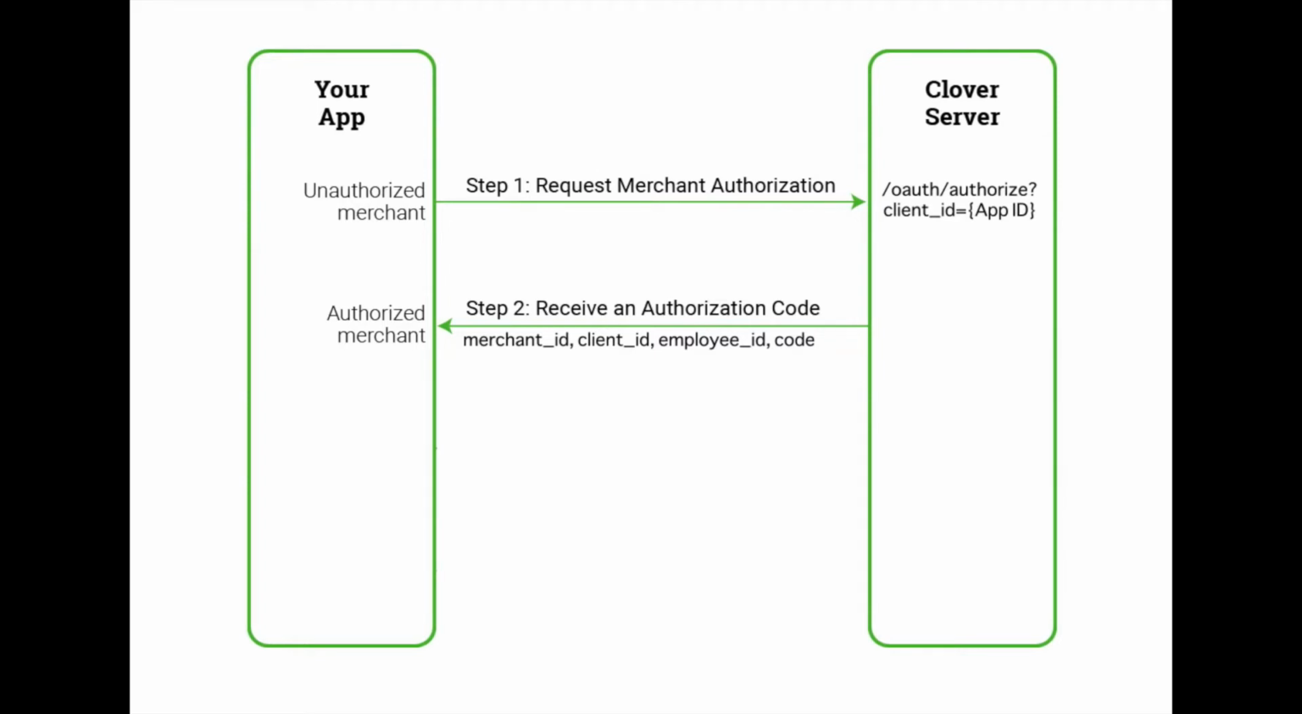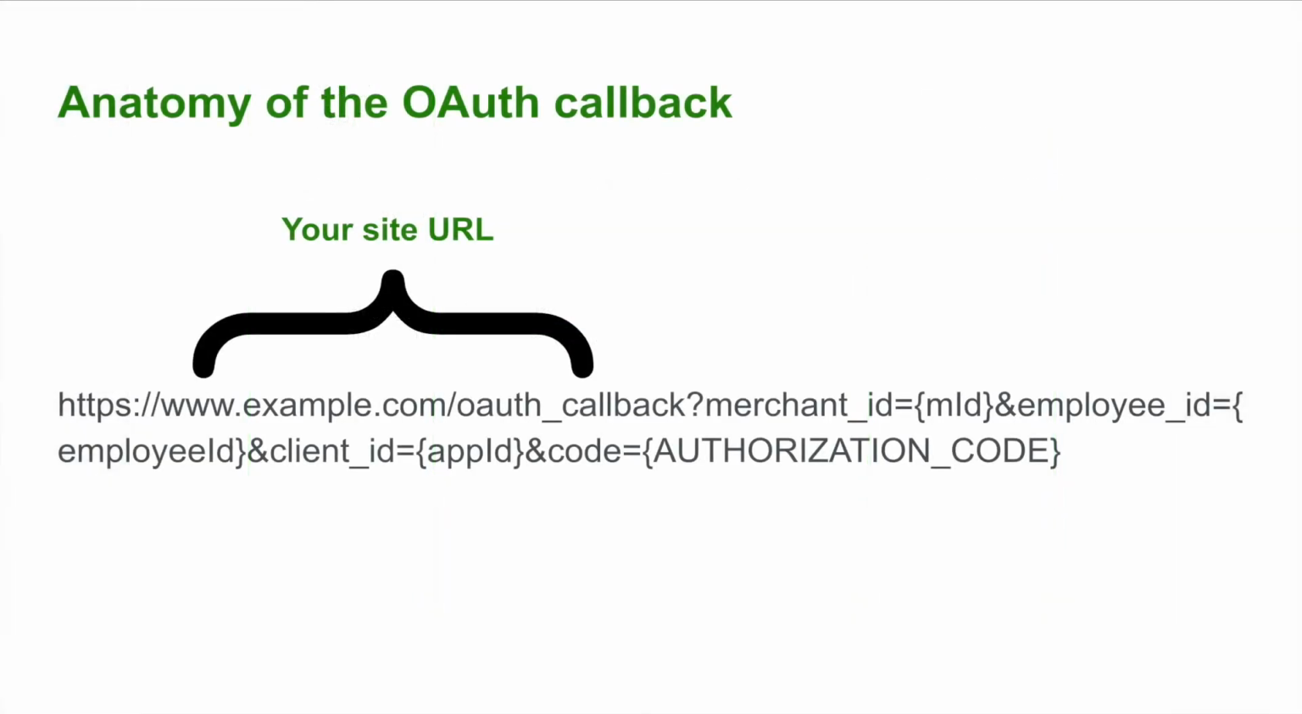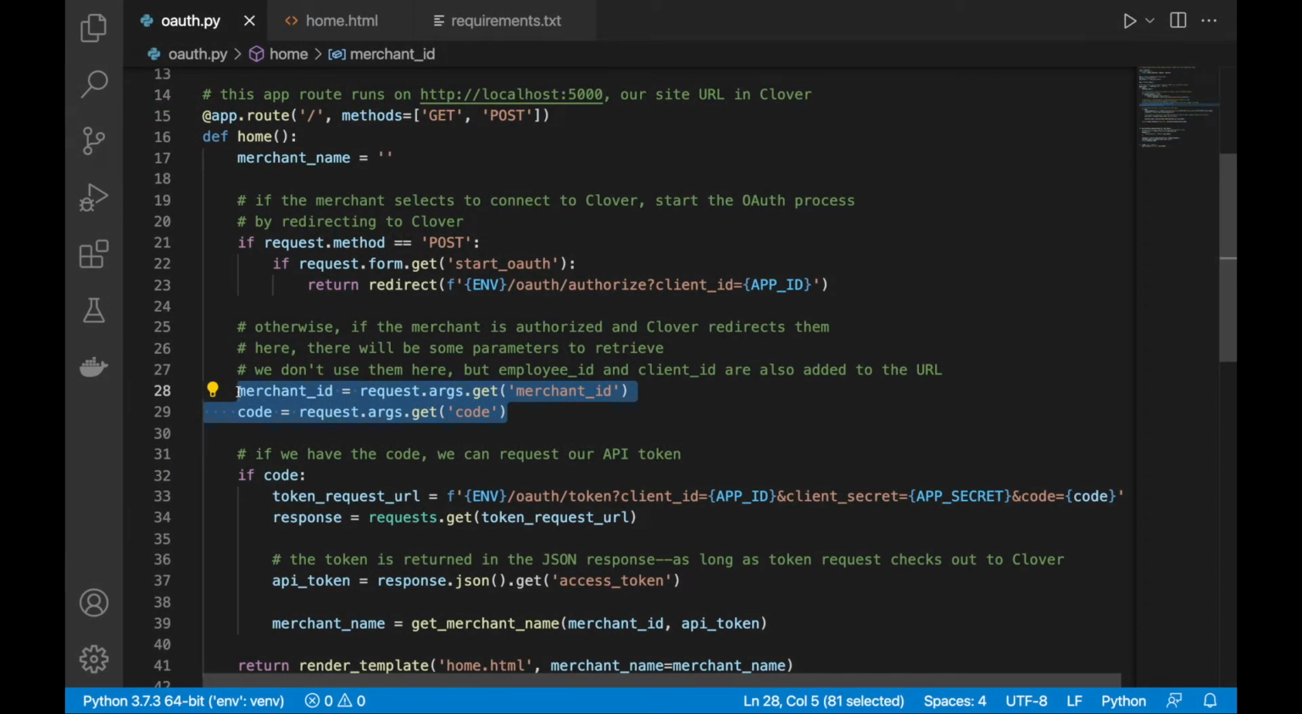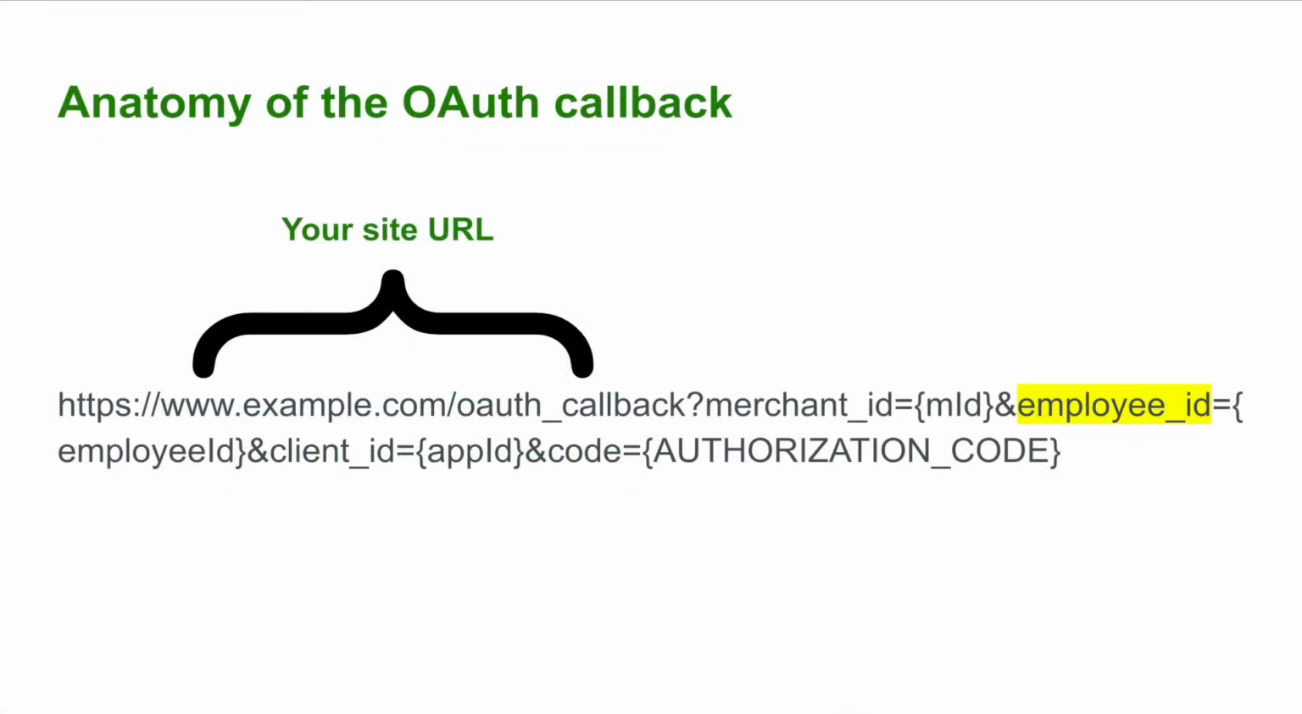The app flow is back in your hands, and you'll have several new parameters attached to your URL. The merchant ID parameter will provide the merchant's 13-character unique Clover ID. Most of your future API requests will require this in the URL, so hang on to it. The employee ID provides information on which of the merchant's employees actually opened the app this session. This can be useful if you want to provide or hide certain functionality for managers or admins versus individual contributors.